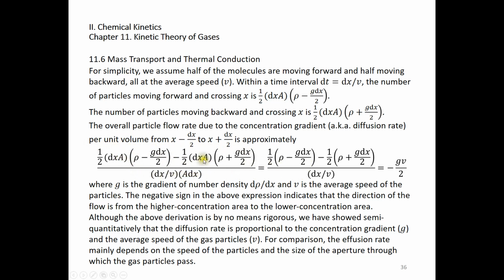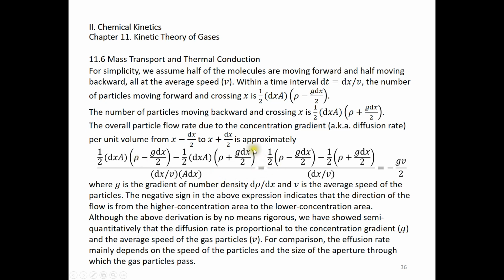And now we have equations to simplify. I see A dx, A dx, A dx. Let's cancel all of them. We have the time interval on the bottom, we just copy that. And then we have something over here: dx, dx, dx, they cancel, and also rho and rho cancel. And then in the end, we get negative g v over 2. Alright, g is the gradient of the number density.